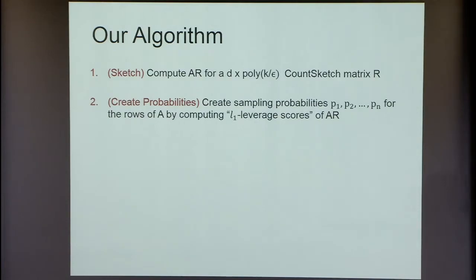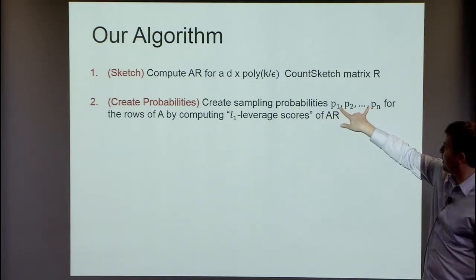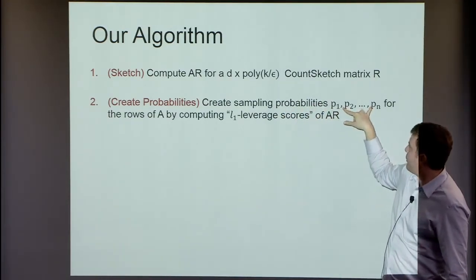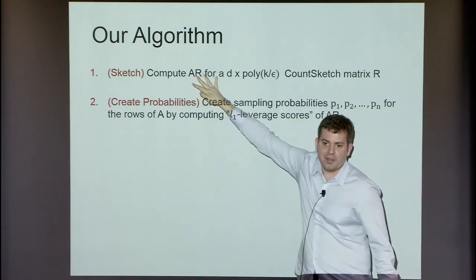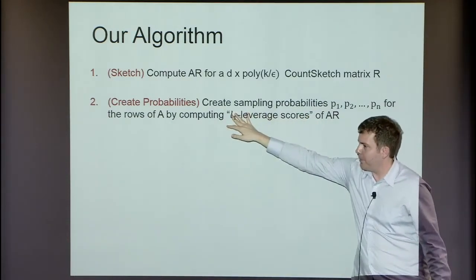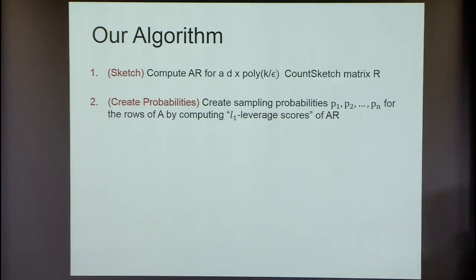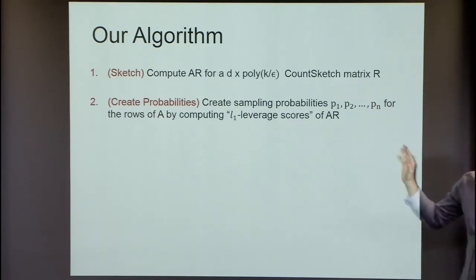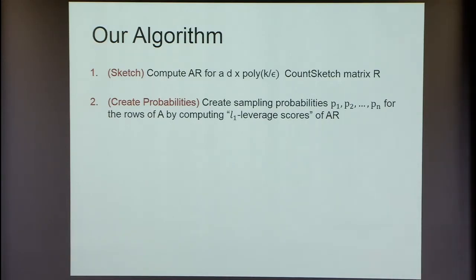So the next step is, instead of creating these probabilities based on A, we create these probabilities based on A times R, where the dimension, the number of columns of A times R, is much smaller. These probabilities, by the way, if you've seen it before, are called the L1 leverage scores. Just a term to keep in mind. But this step is now efficient. So now I can create these in n times poly k over epsilon time.